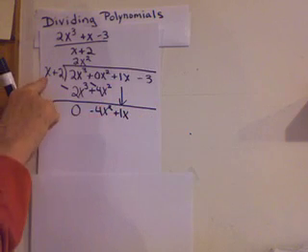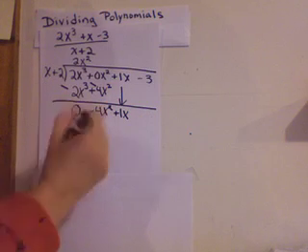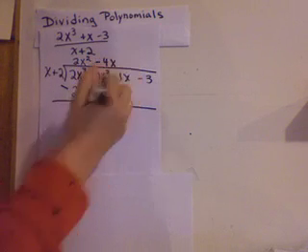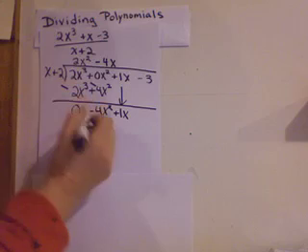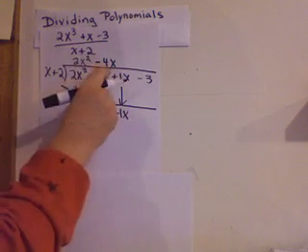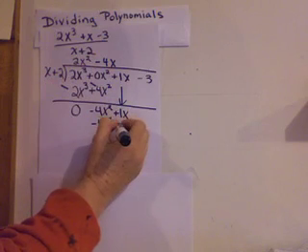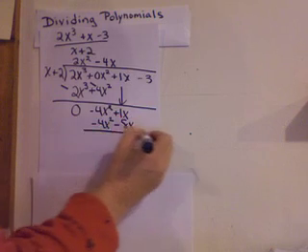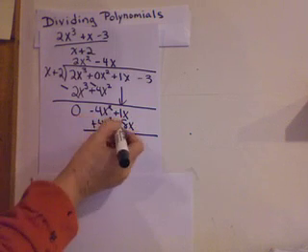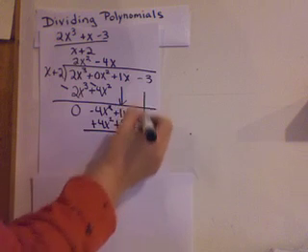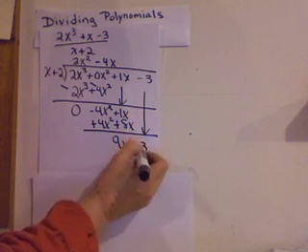Okay, what times x is minus 4x squared? Minus 4x. Minus 4x times x is minus 4x squared. Minus 4x times 2 is minus 8x. Draw the line, change the signs. All right, 9x. Bring down the minus 3.